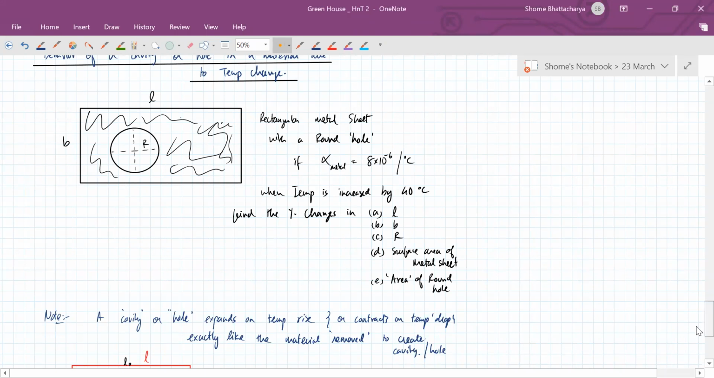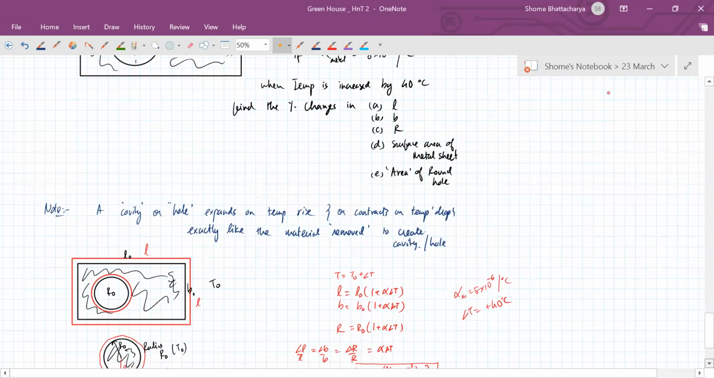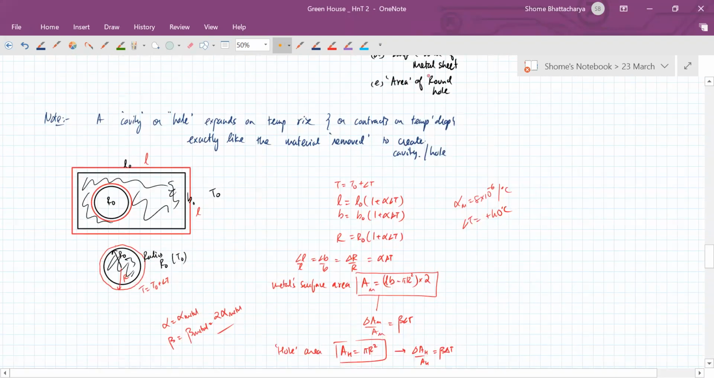Okay. So now all you have to do is plug in these values over here. We're increasing the temperature by 40 degrees. Okay. So just use these values now, and from this calculate the percentage change in each of these quantities.